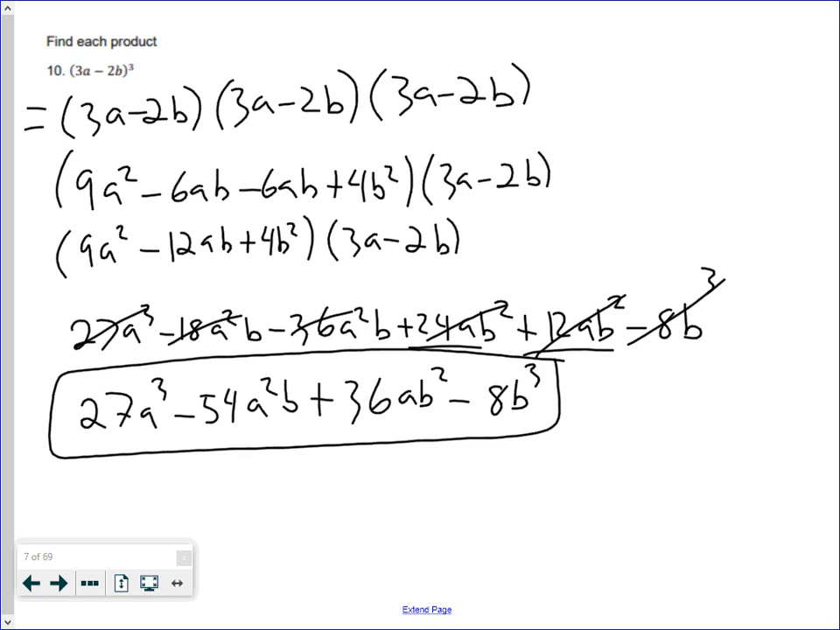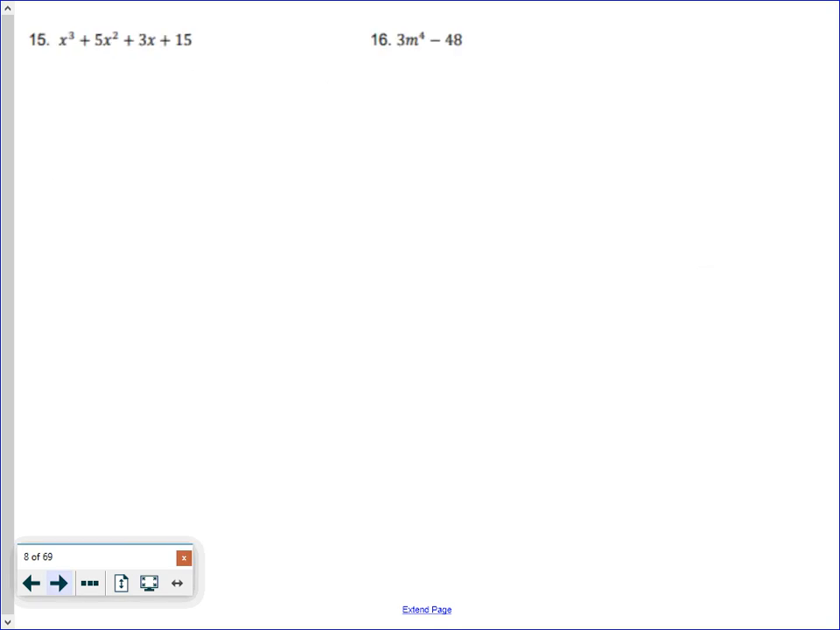Numbers 11 and 12 are very similar to that. This is probably the harder one of the three. Just go the same way: write it all out, FOIL it all out, and combine like terms. All right, let's go on to number 15 and 16.